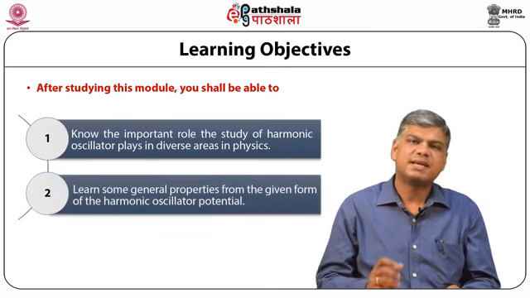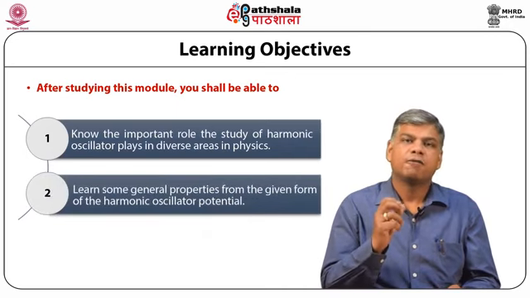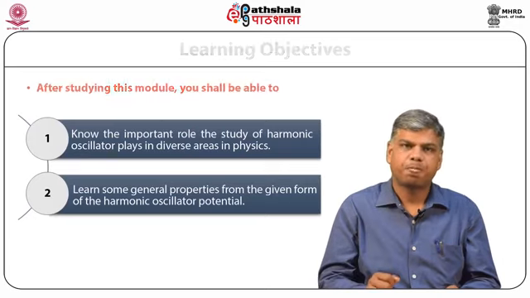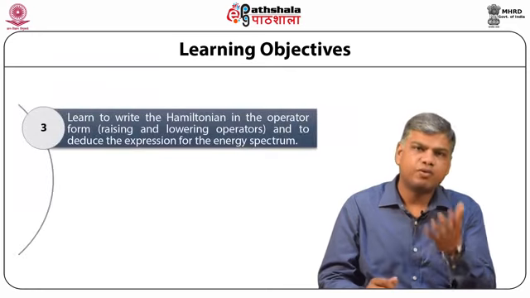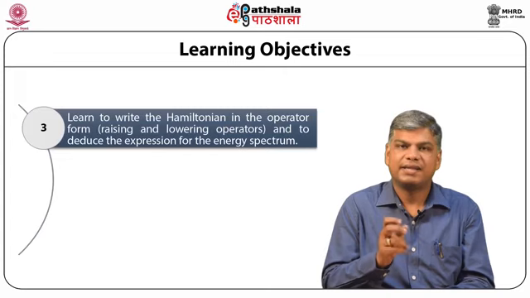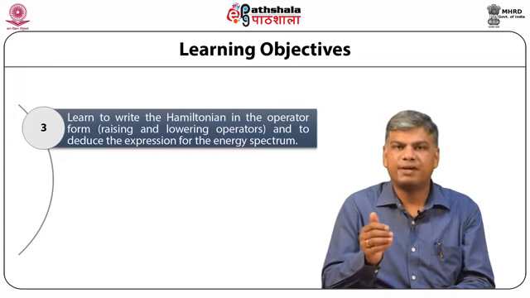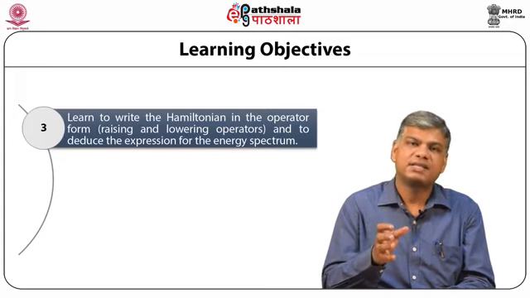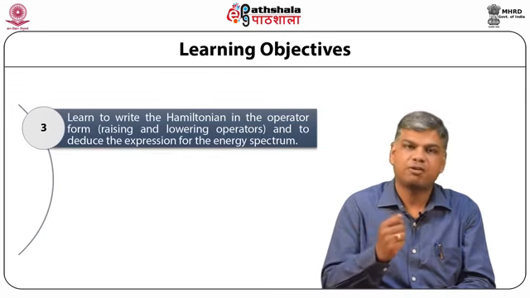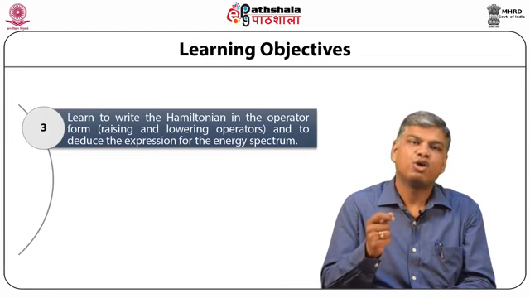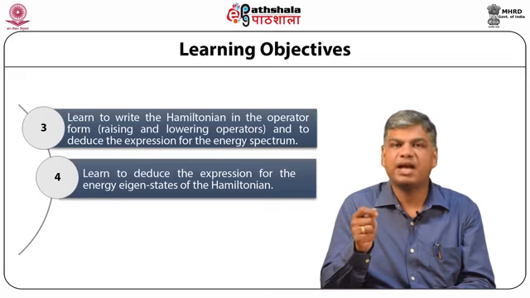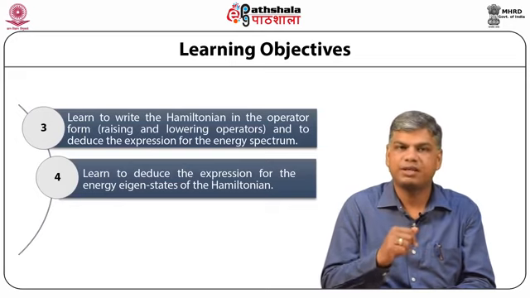2. Learn some general properties from the given form of the harmonic oscillator potential. Number 3. Learn to write the Hamiltonian in the operator form, that is, the raising and the lowering operators, and hence to be able to deduce the expressions for the energy spectrum. Then you will also learn to deduce the expression for the energy eigenstates of the Hamiltonian.